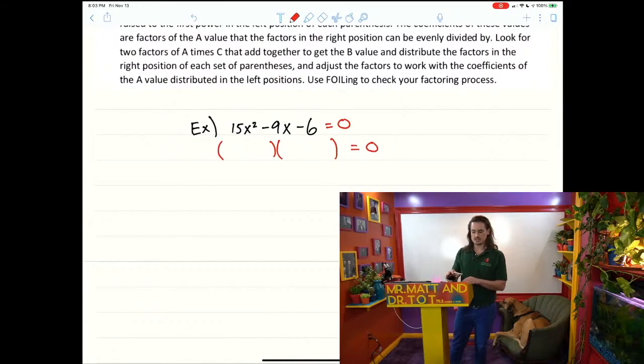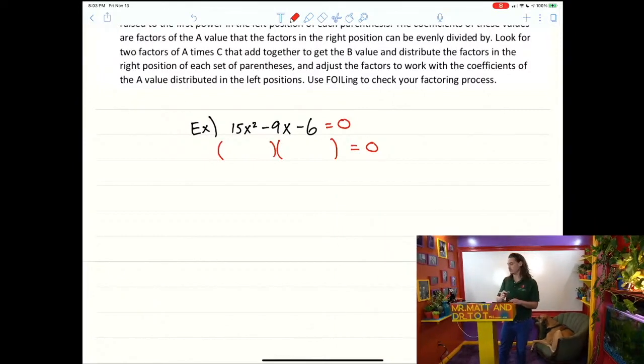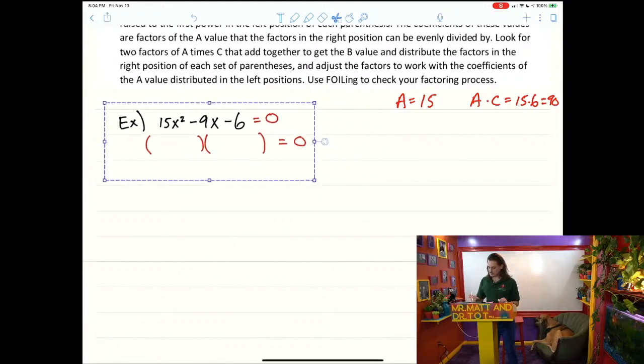And actually, let me decrease my camera size here so you can see a little bit more of my screen. Okay, so what all that means, that was a whole bunch of nonsense. So we're going to consider two different things. Two factors. We're going to consider the factors of our a value, and we're going to consider the factors of a times c. So our a value here is 15. A times c is going to be 15 times 6. That's going to be 90. And actually, let me move these around a little bit so I have more space.